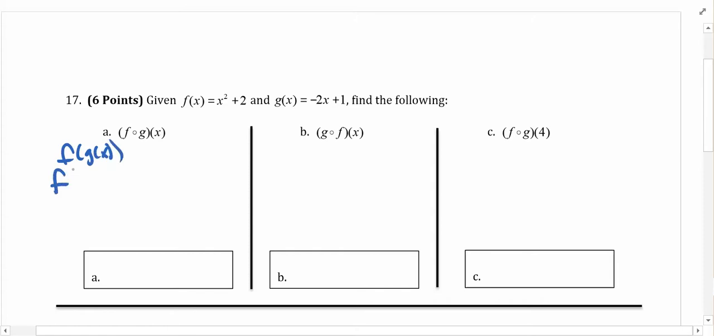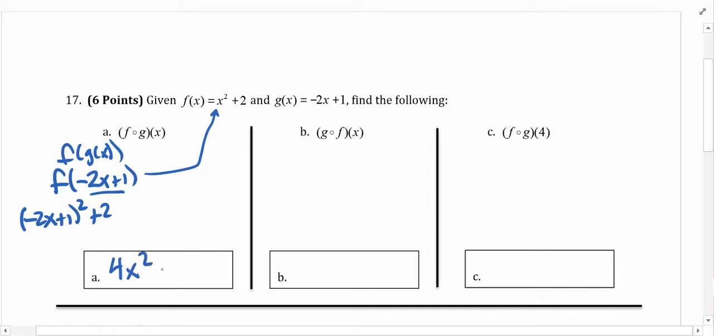So that means that I would have f of negative 2x plus 1, which would then, I would take all this information and plug it in for the x squared. So I'd have negative 2x plus 1 squared and then add 2. And then when you multiply this out in FOIL, you would get 4x squared minus 4x plus 3. Just raise all that, multiply by itself and then add 2.